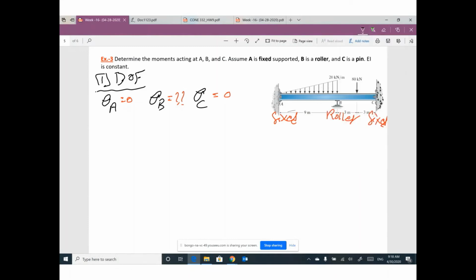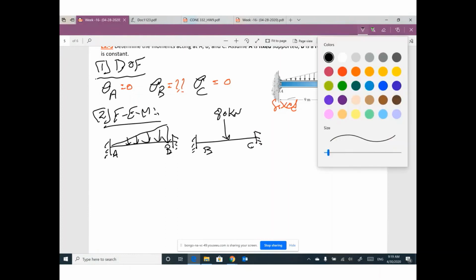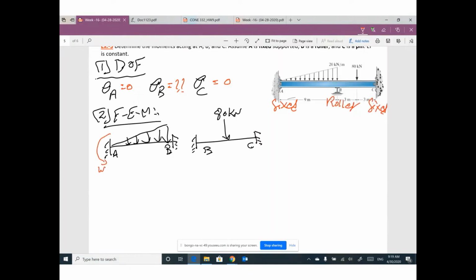Second step, fixed end moment. I'm going to assume this member fixed with this triangle. This member is AB. I'm going to assume this member fixed, concentrated load 80 kilonewton. This member called BC. I think we have a case for triangle. If you go back for this case, you will find here WL squared divide 30. This one will be WL squared divide 20. This value and this value.